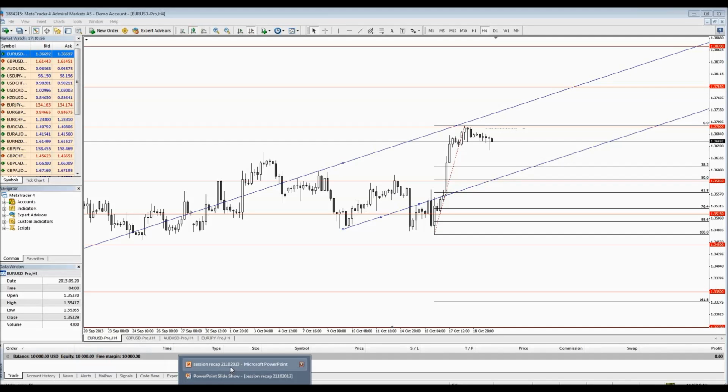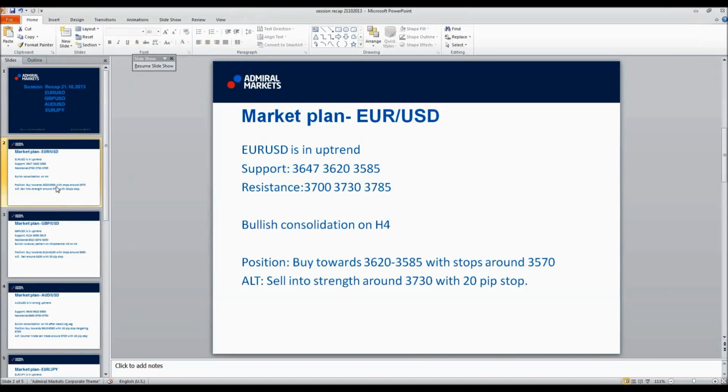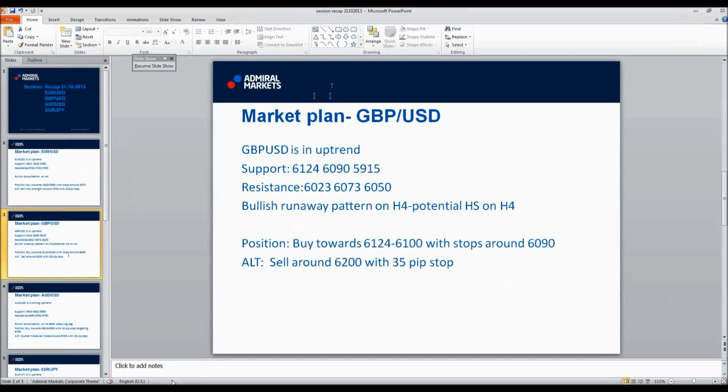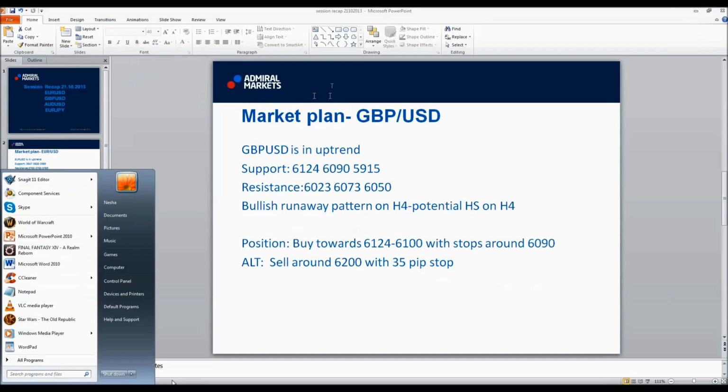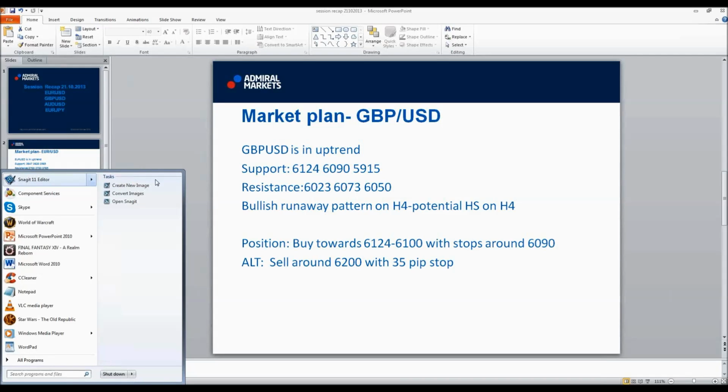So that is as for euro dollar. Now let's proceed with cable. If you have followed this analysis thoroughly, you will see very, very good setups with last session recap. We had also a perfect trade on Australian dollar. We had nice trades on euro dollar, cable.